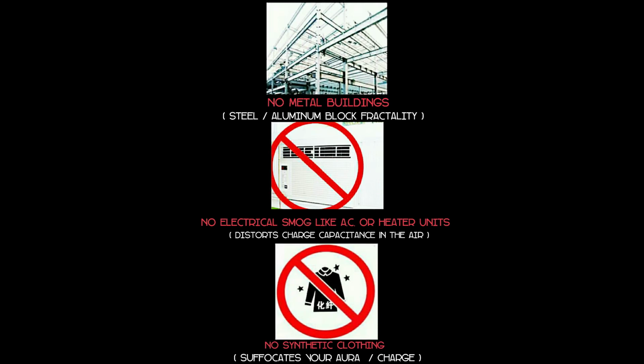Another important factor for bliss is avoiding trying to meditate around excessive plastic, or especially in metal buildings or surrounded by electrical smog such as air conditioners and electric devices like heaters, because they alter the charge capacitance in the air and create a state of disorder from fractality. You also want to avoid wearing synthetic clothing and stick with natural fabrics like cotton, wool, linen, and hemp is the best to allow your aura to breathe, because the synthetic fabrics suffocate your aura, which you can actually feel once you get more familiar with your body's energy.